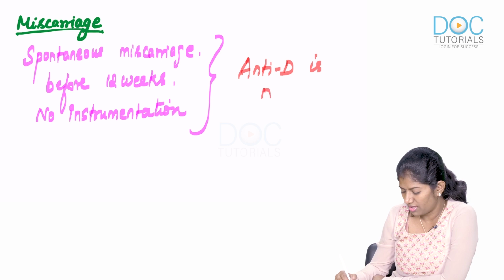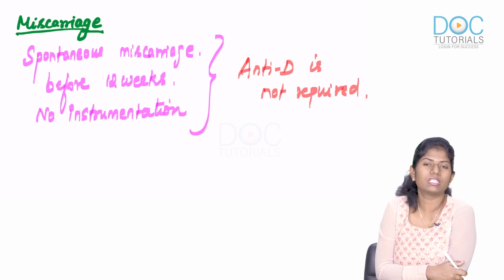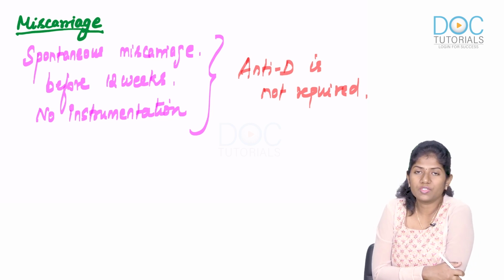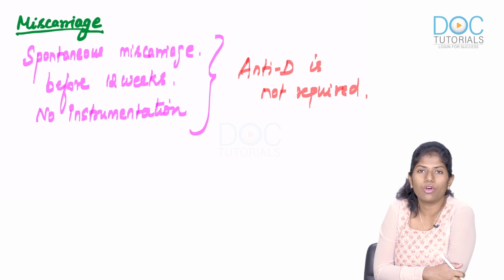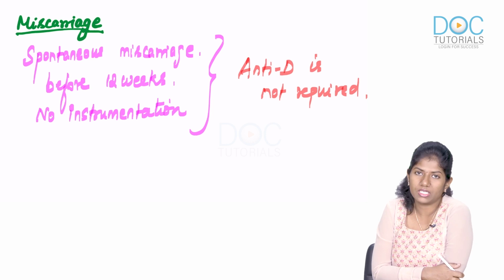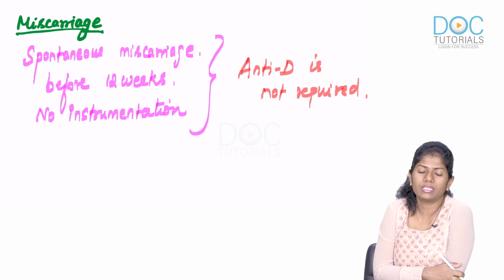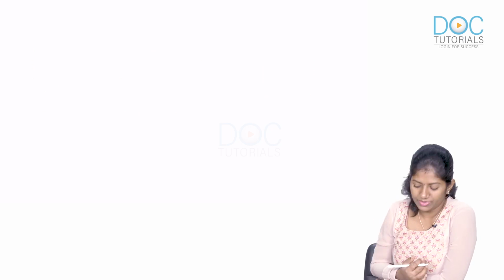Anti-D is not required, okay. If any of these conditions are not satisfied, like say it is not a spontaneous abortion, say it is a medical termination of pregnancy, induced abortion, or the gestational age is more than 12 weeks, or instrumentation has been done, like say suction evacuation has been done, okay. If any of these are there, then that becomes an indication for anti-D, okay. So now let's see other examples, okay.